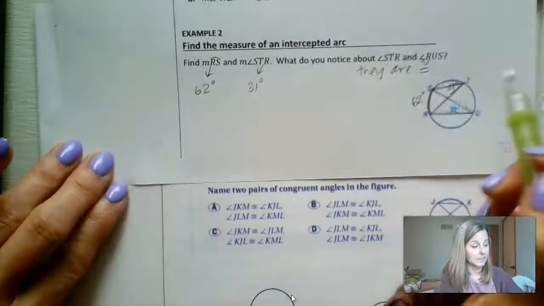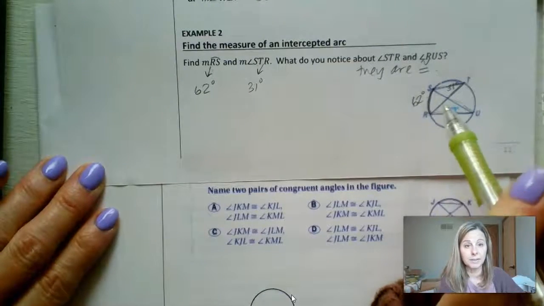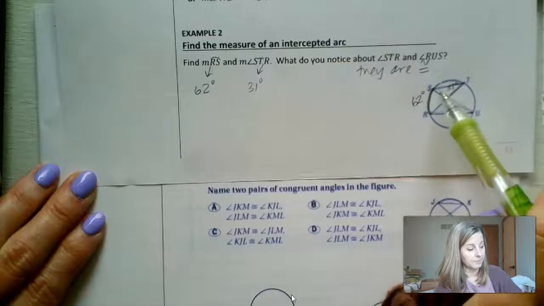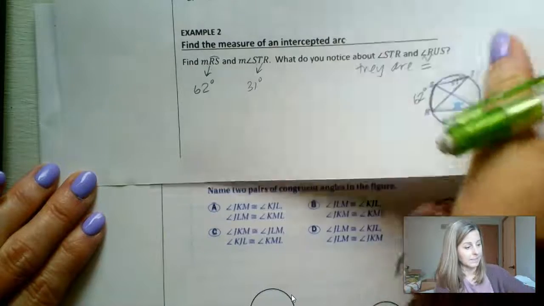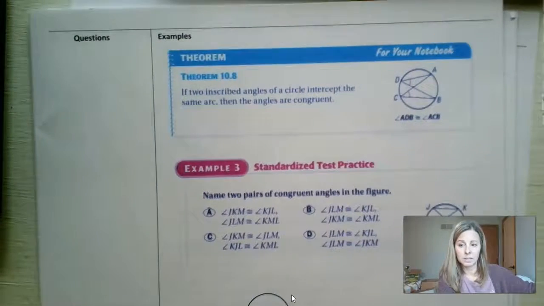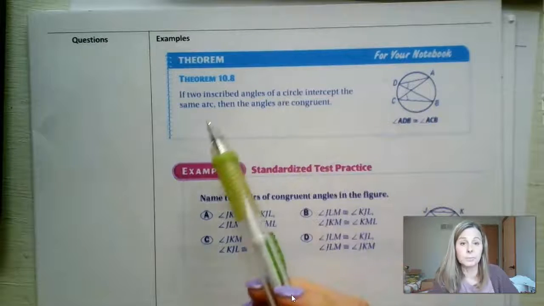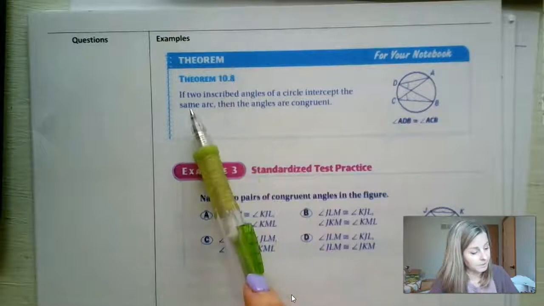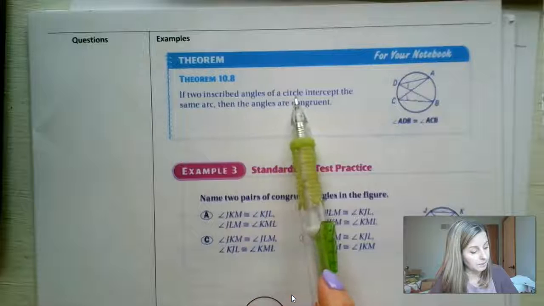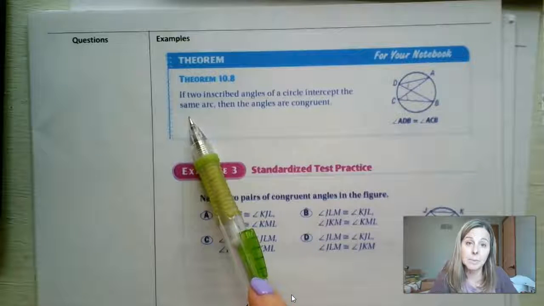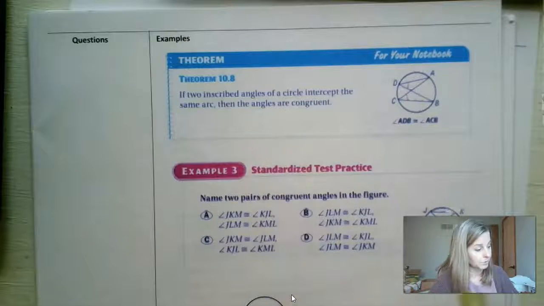All right, so that idea actually is going to lead us, if you turn the page, to the next theorem. So keep in mind this visual where they're going to be connected to that same arc. All right, so this theorem is going to restate what we just found. If 2 inscribed angles of a circle intercept the same arc, then those angles are congruent.